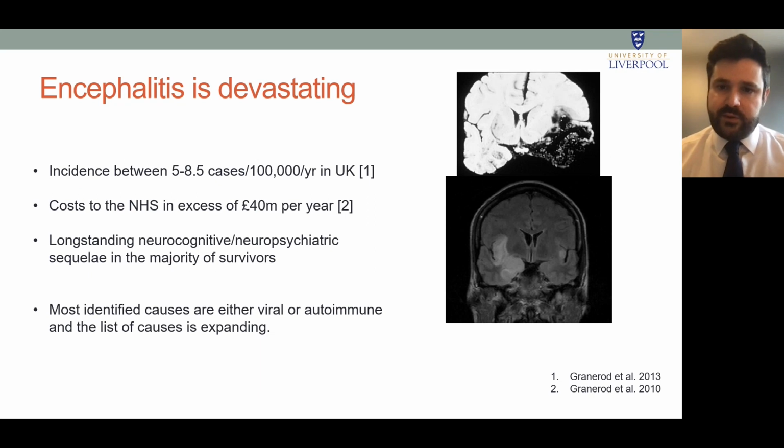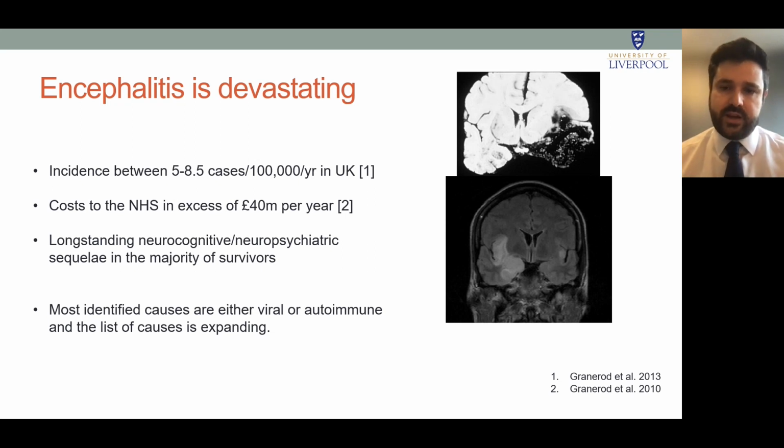So encephalitis is inflammation of the brain, which is a devastating neurological condition. Its incidence is between about 5 and 8 per 100,000 a year in the UK, which for context is more than that of bacterial meningitis, although public awareness of encephalitis is much lower. And there are costs to the NHS of at least £40 million per year, which is actually probably an underestimate when you consider the care costs and loss of productivity for the long-standing disability that many survivors are left with.